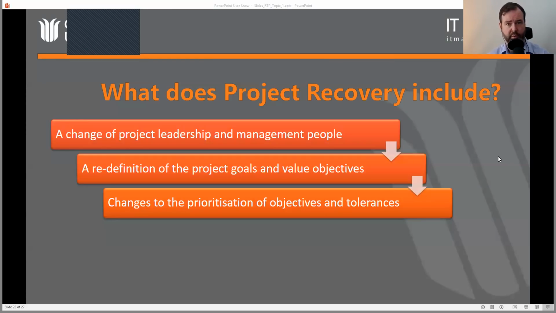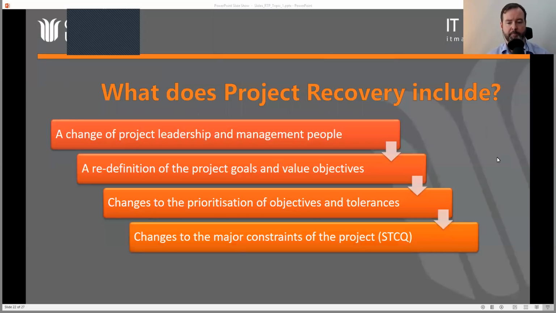What is more important? Is schedule more important? Is quality more important? Is budget more important? Where is the pain and what's going to change the priorities? It can be, and usually includes, major changes to the major constraints.